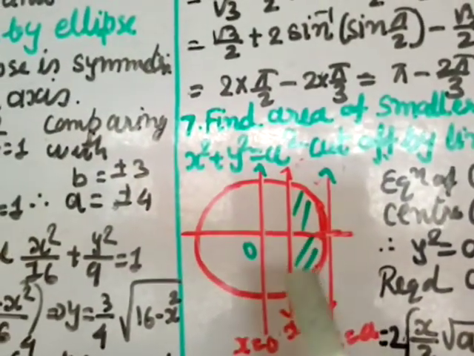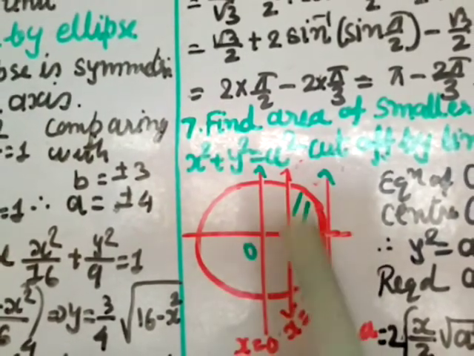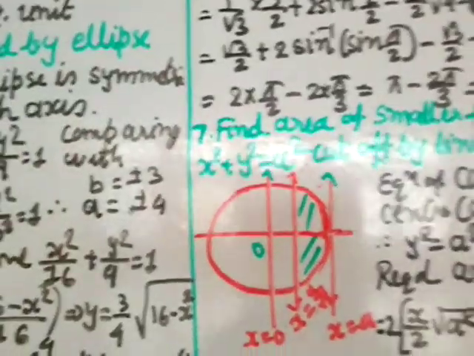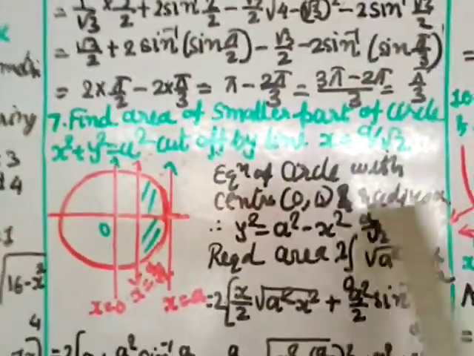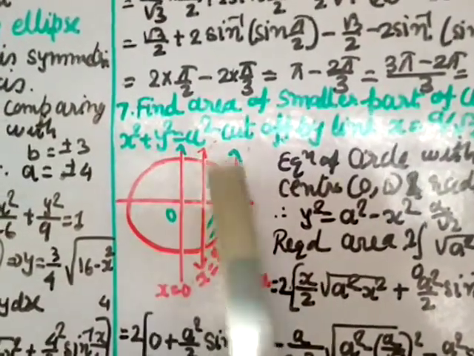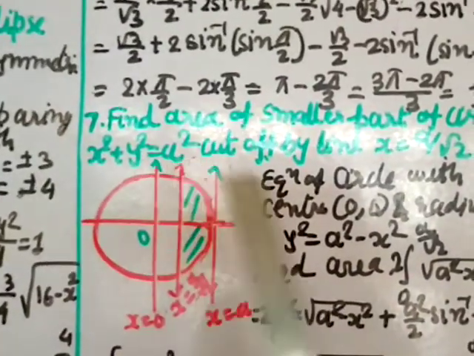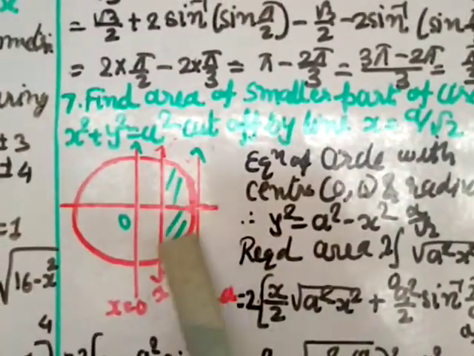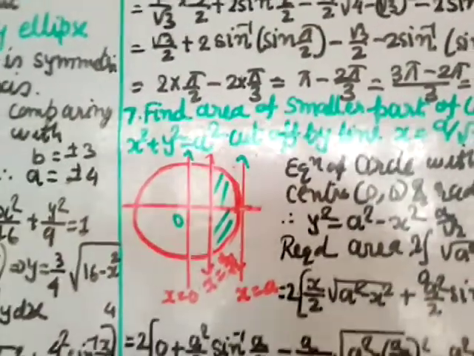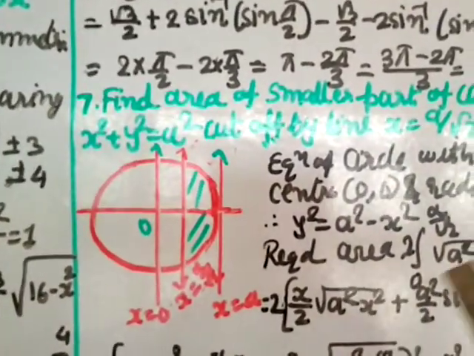So this region, but it is 2 times, because these two parts are symmetric to the axis. So this and this will be the same, so I will take 2 times and calculate in the first quadrant. The equation of the circle with center 0, 0 and radius a is the one which is given, and this circle I have drawn here. So y square is equal to a square minus x square, just transferring x square here and making it minus. Now the required area is 2 times the integral, not 0, it is a by root 2 to a.